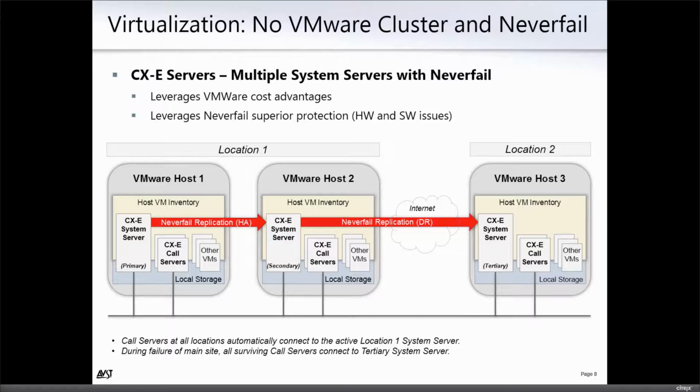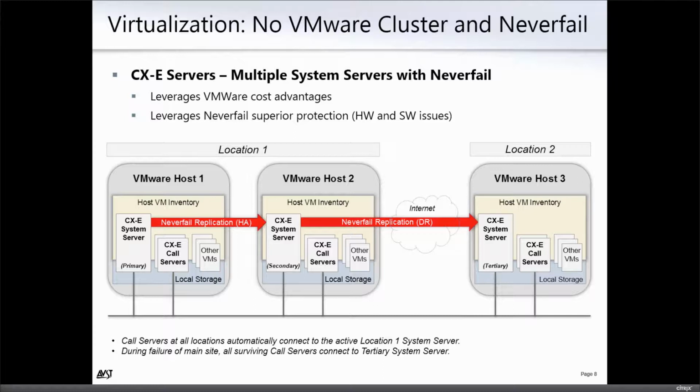And the way this works for us is if the active system server fails, the local passive system server automatically fails over. And now all the call servers that are anywhere around will rehome on that one. You won't even lose calls in progress, and everything will keep going. And then typically, if there's a third server, it's offsite in a disaster recovery or a backup data center.